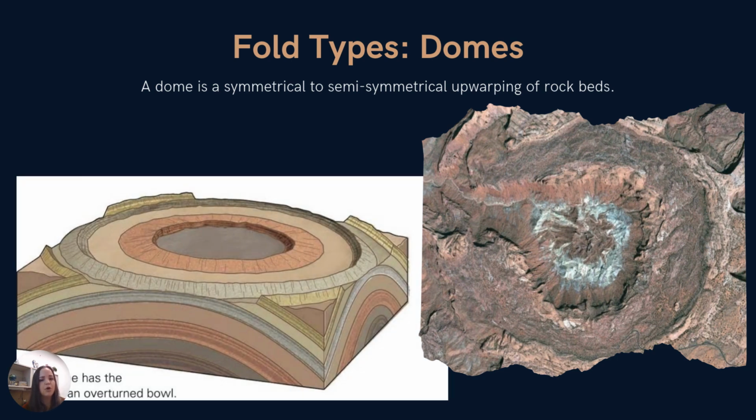When we get into domes, domes are usually a symmetrical to semi-symmetrical upward bend of rock beds. So we have a bunch of rock beds bending up and forming this dome-like shape. When it erodes, you can see concentric circles of the different rock layers as it's eroded away. There's a diagram there for you to see. It basically looks like a bowl overturned, and on the right-hand side, that's what it would look like in map view.